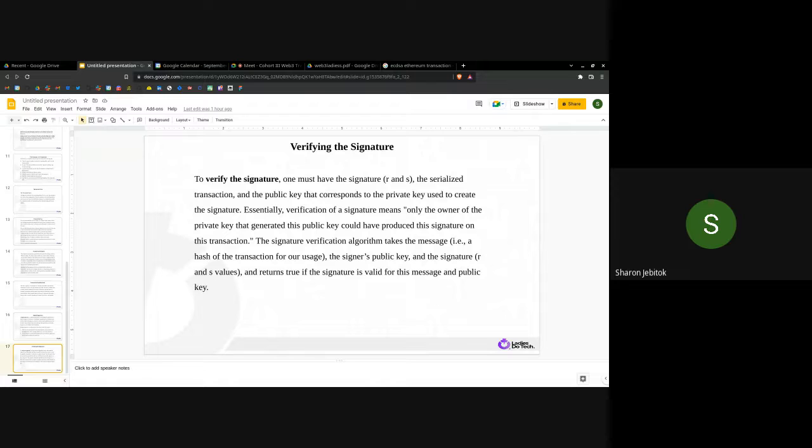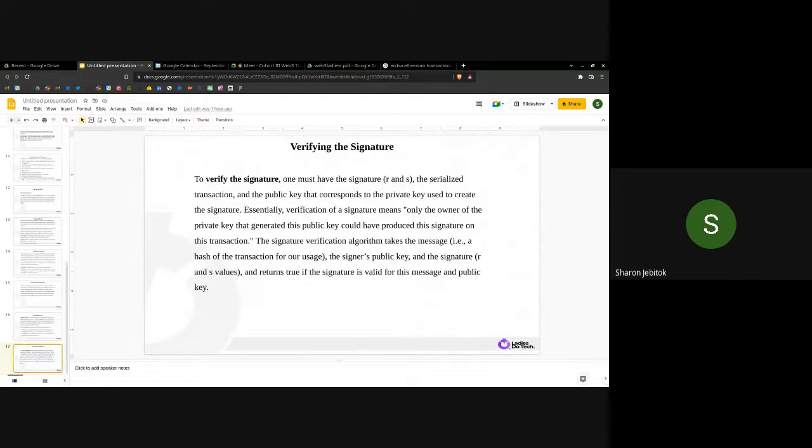So the signature verification algorithm checks the message, which in this case is a hash of the transaction. It will check the hash of this transaction, the signature, the signer's or sender's public key, and the signature's R and S values, and returns true if the signature is valid for this message and the public key.